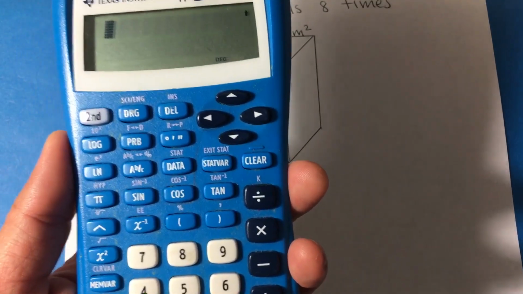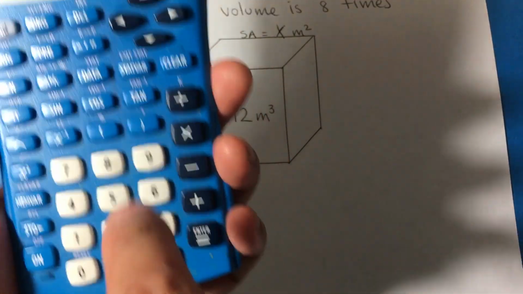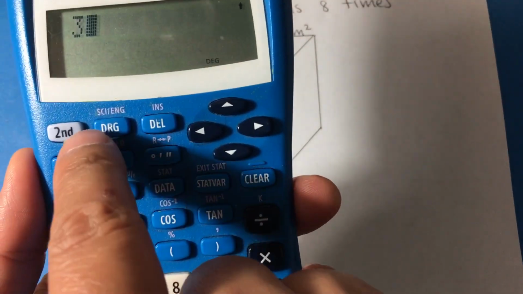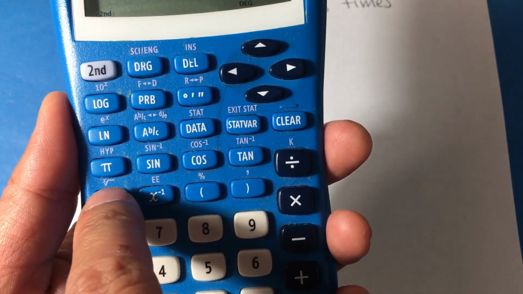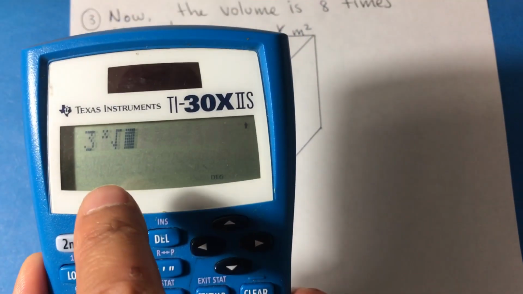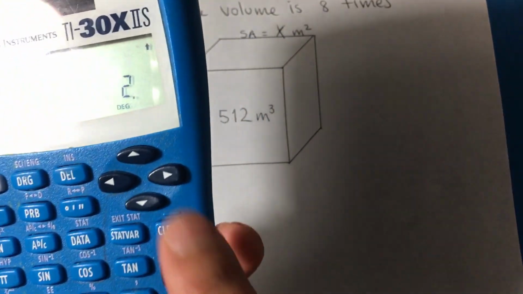Let me show you again so you don't have to rewind. So first the cube, which is a 3. Then second function. And then that right there with the X. The root with the X gives us that. And then put the 8, equal. And you get 2.